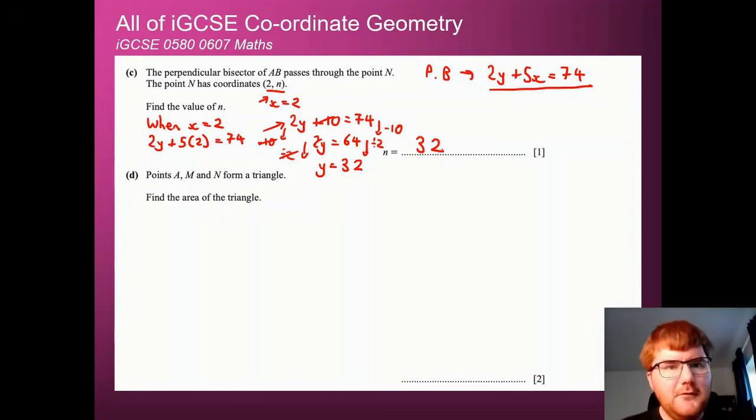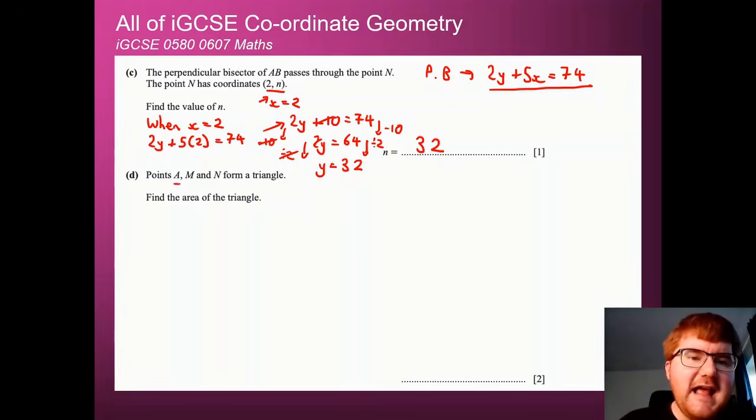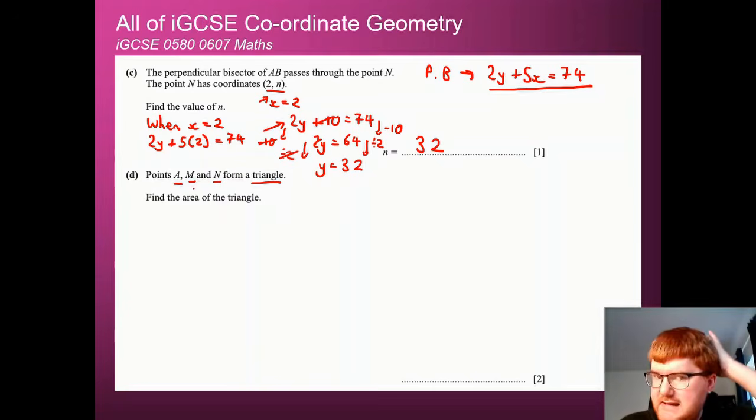Right, so now we've got, again, a slightly different question. They do this often on paper 4s. You know, the first parts, A, B, C, will be quite straightforward, but then D will be a little twist on what you've seen on the course. And points A, M, and N form a triangle, and you need to work out the area of the triangle. Whenever you get a problem like this, and you're not sure where to start with it, draw a diagram. Doesn't have to be to scale in the slightest.